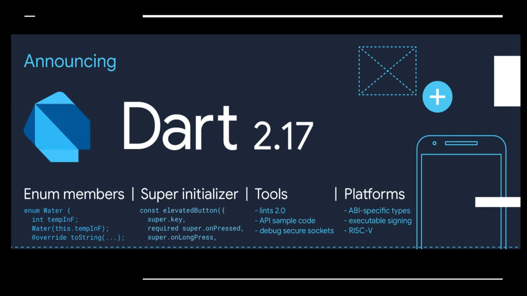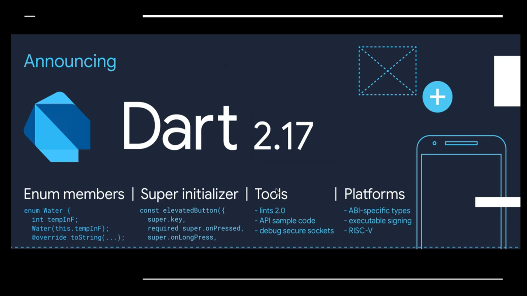In this video, we're going to be taking a look at the Dart 2.17 release, and I'm going to be introducing some of the new features added to Dart 2.17. We're going to look at enum members, which allow us to add fields to our enums and also add member functions. We're also going to look at super initializers, which help us reduce duplication of effort and rewriting the same kind of code. We're going to take a look at that.